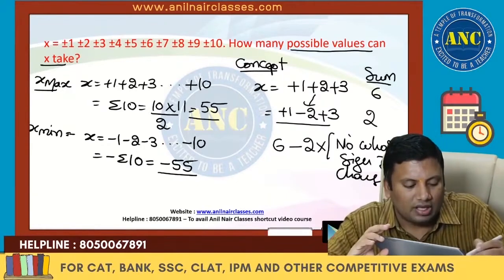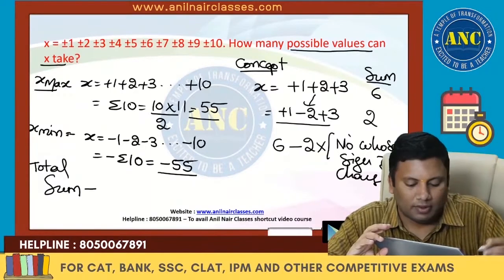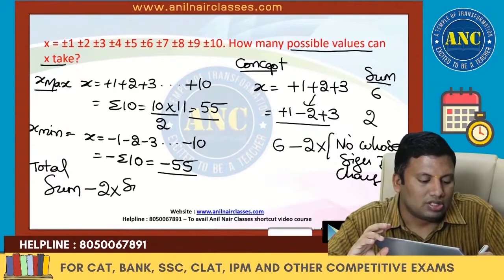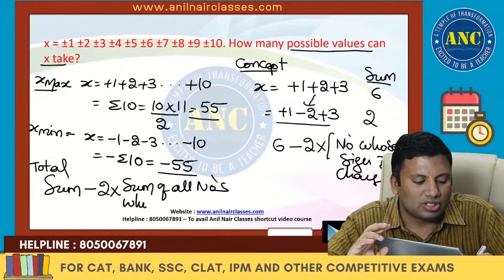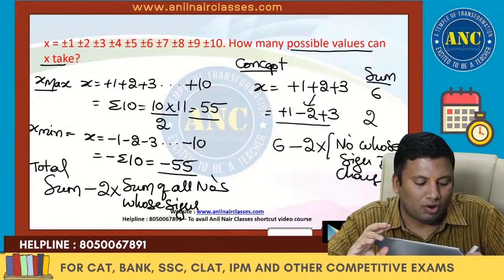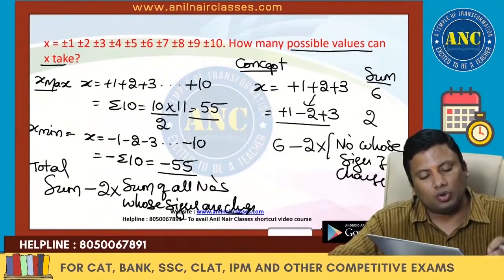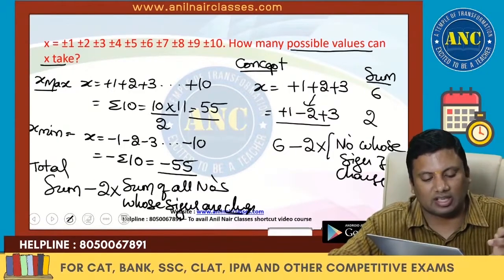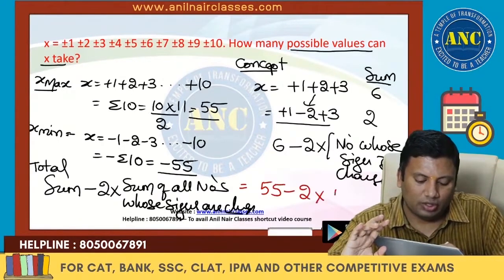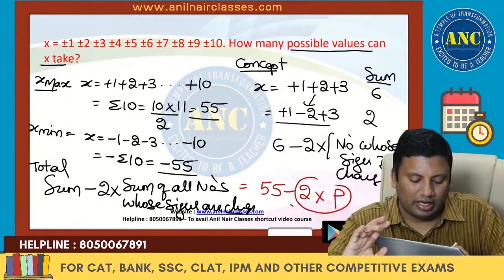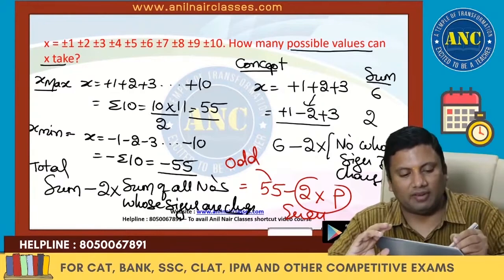The new sum is the total sum minus 2 into the sum of all the numbers whose signs are changed. So the total sum is nothing but 55 minus 2 into some value P. 2 into any number is even, and 55 is an odd number. Odd minus even is odd.